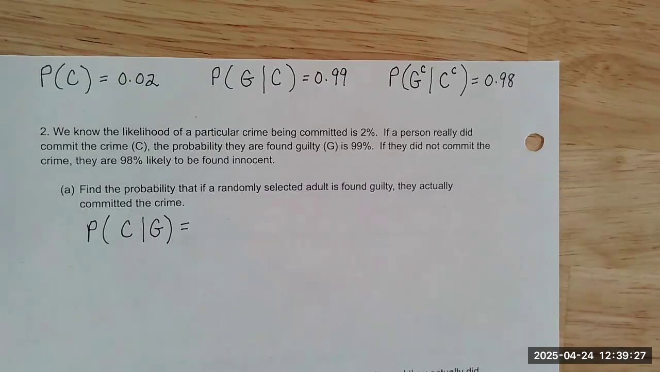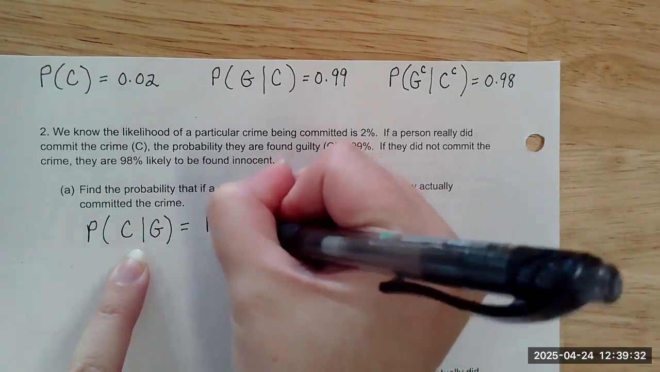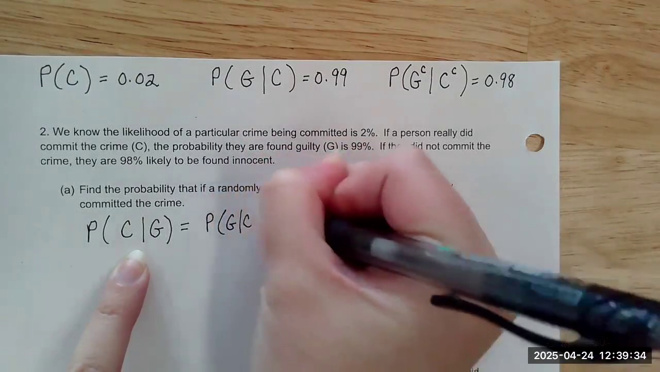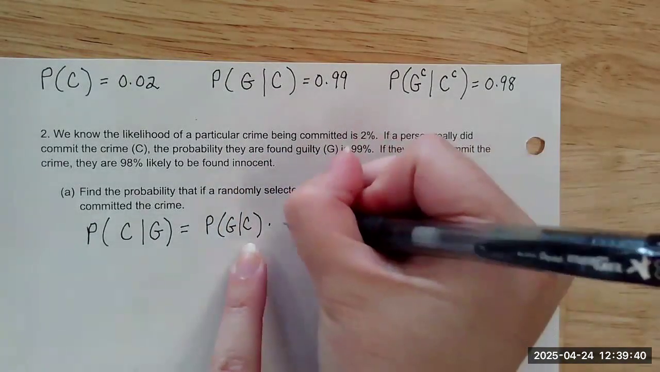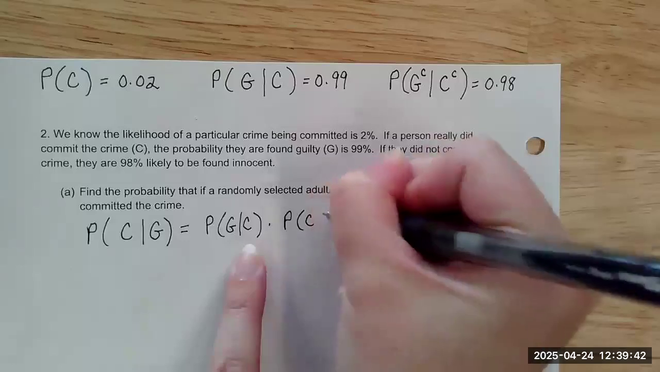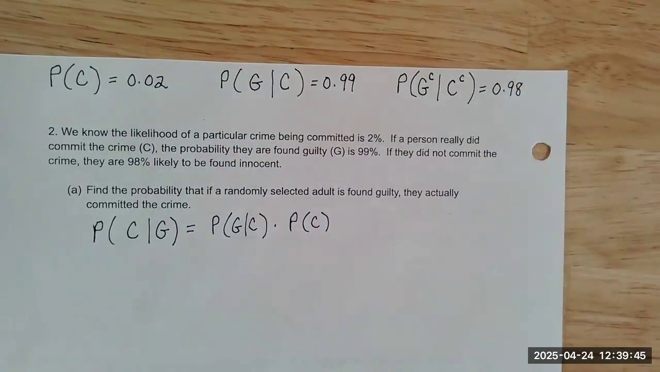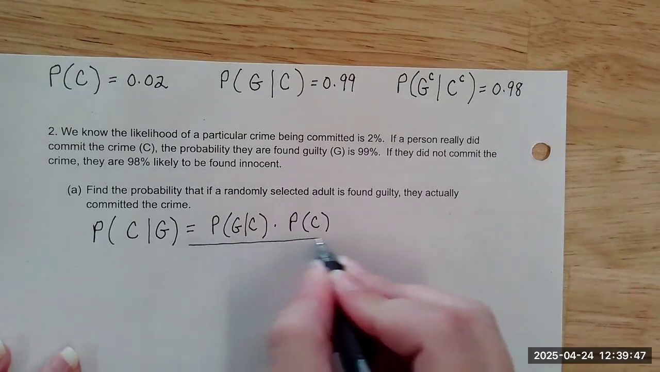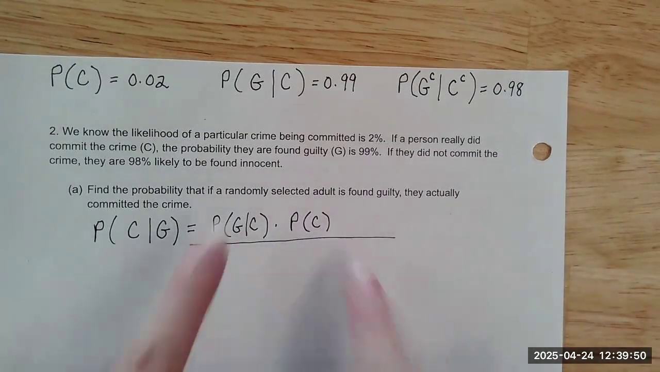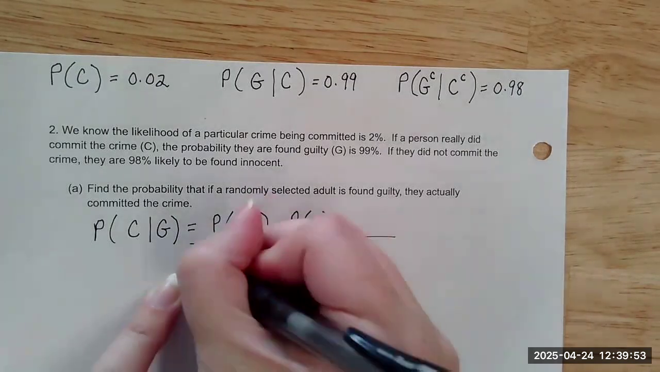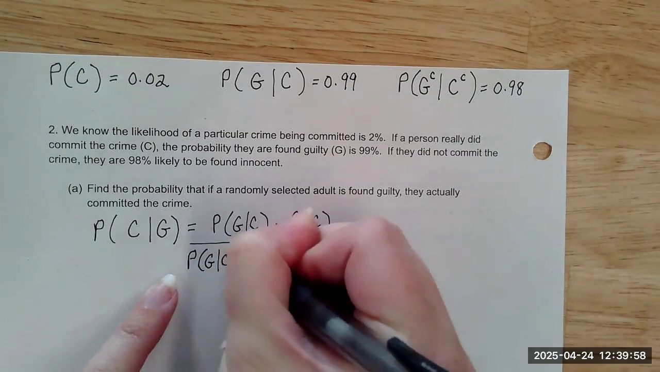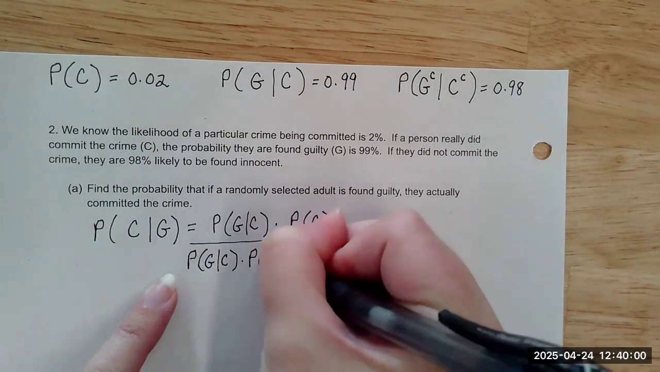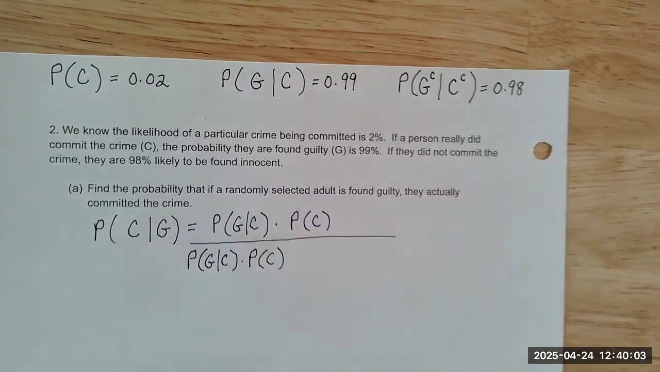So Bayes theorem, the way we start it, we write the opposite of what they gave us. So we're going to say probability of G given C times, and then it's always the probability of the second thing. So probability of C. Then I put the big old division bar. And I immediately write what I just wrote down here at the bottom. So I just wrote probability of G given C times the probability of C.